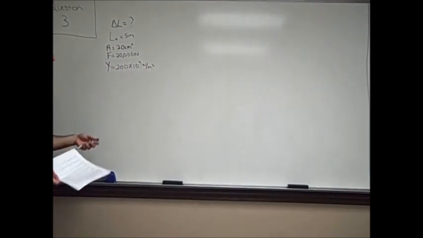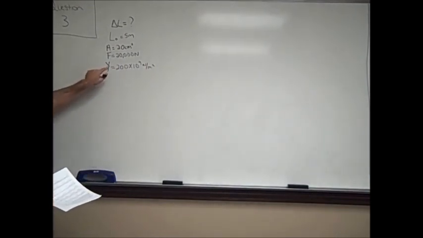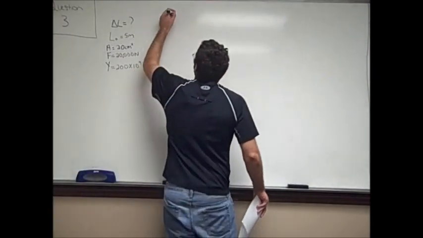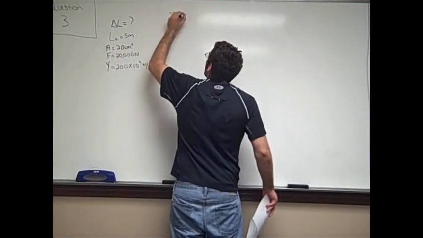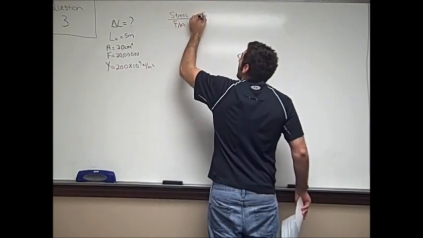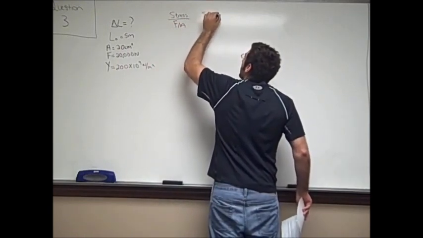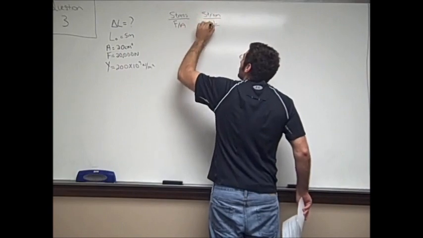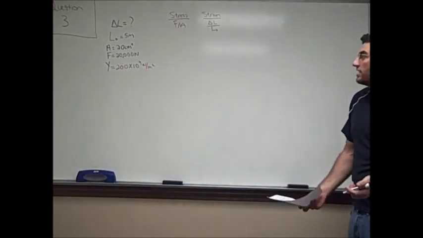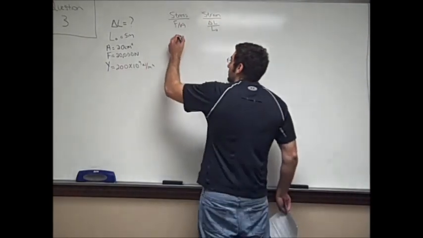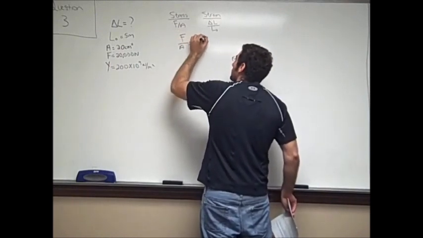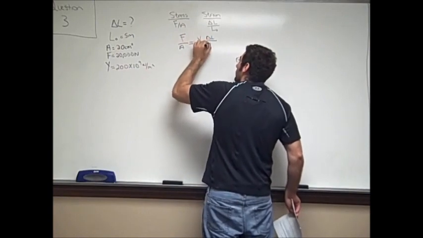So the first thing I think of when I do this type of question is, okay, we have the Y for Young's modulus. Let's go back to stress and strain. So we know that stress is equal to force over area, and strain is equal to change in length over the original length. Well, we can relate stress and strain together by using Young's modulus. So to make stress and strain equal each other, we have force over area equals Young's modulus times the change in length over the original length.